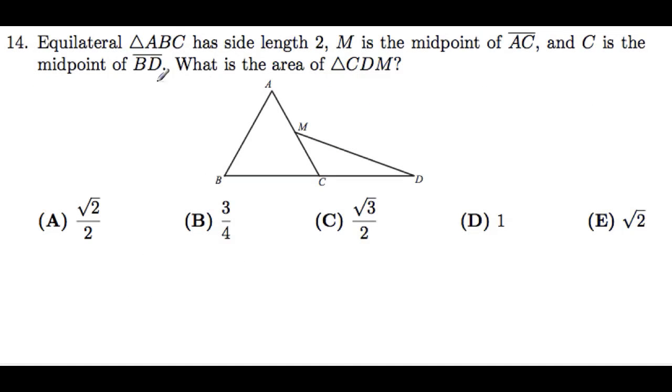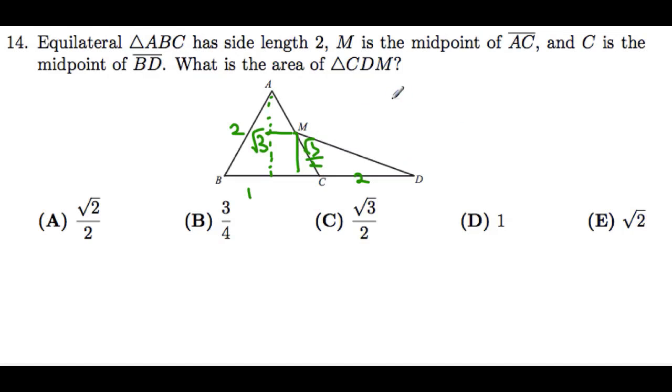Number 14. An equilateral triangle has side length of 2. So all sides are 2, that means CD is also equal to 2. But since M is only the midpoint, that means the height of the small triangle would have been half of the entire height. Since this is 2, then this is 1, that makes the height radical 3 for the big equilateral triangle. But half of that, so the height in the small triangle would have been radical 3 over 2.